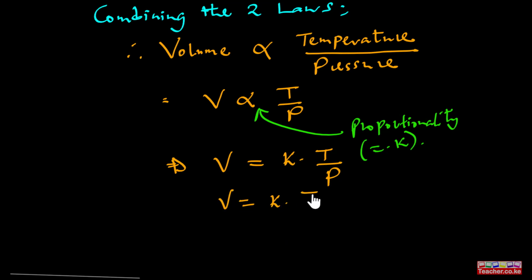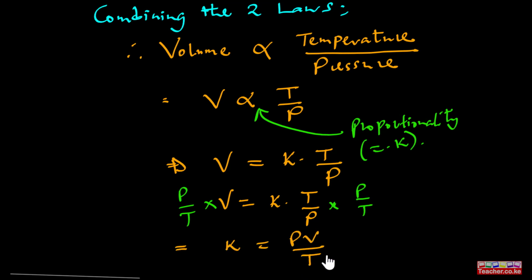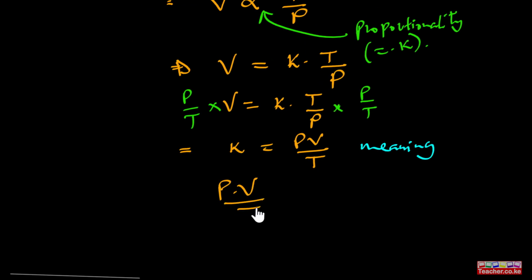Rearranging the above equation, we will have K equals PV over T. We simply multiplied both sides by P over T and then remained with K on one side. So this expression simply means that PV over T is a constant.